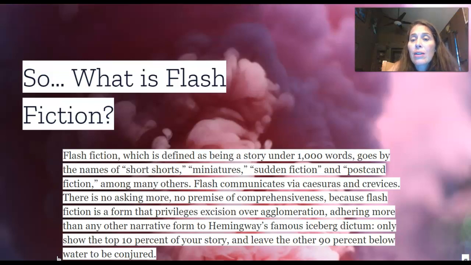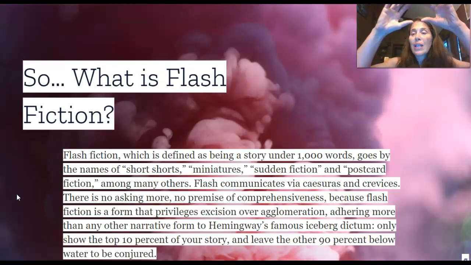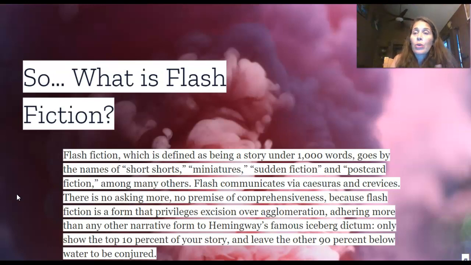Flash communicates with little pieces, little crevices. There's no asking more, no premise of comprehensiveness because flash fiction is a form that privileges excision over agglomeration, which is like a collection of a lot of things. It adheres more than any other narrative form to Hemingway's famous iceberg dictum, meaning it only shows the top 10% of the story and the rest is down below. You have to figure it out for yourself. The flash fiction gives us the top part of the iceberg and leaves the rest for us to figure out.